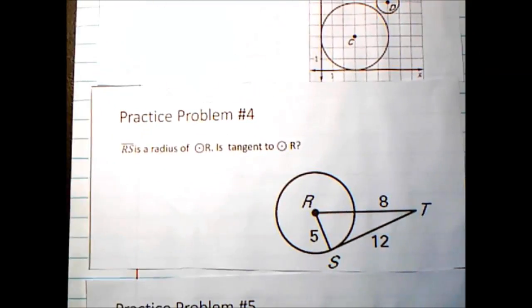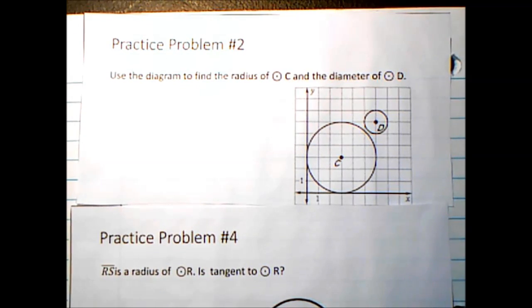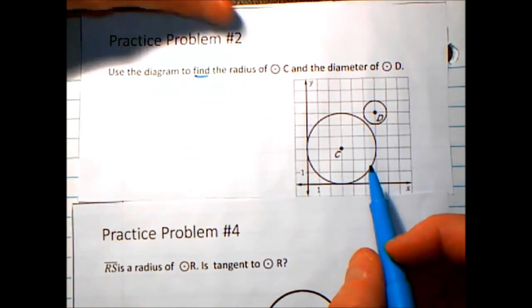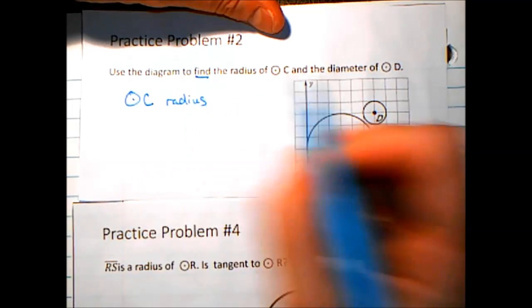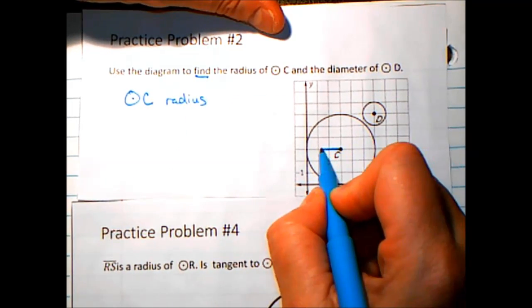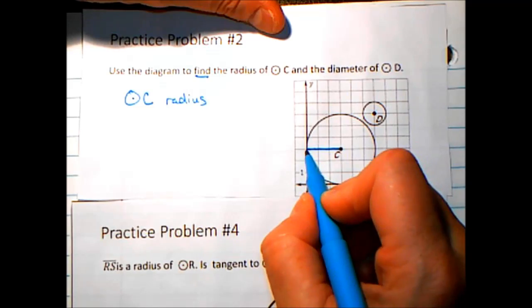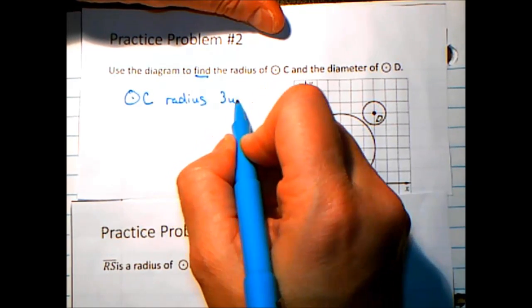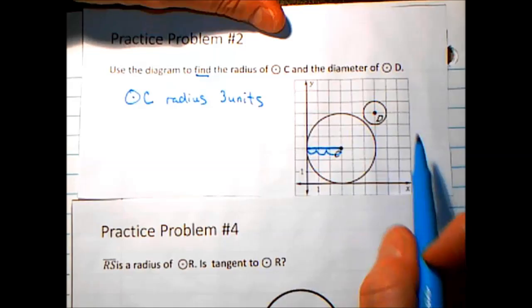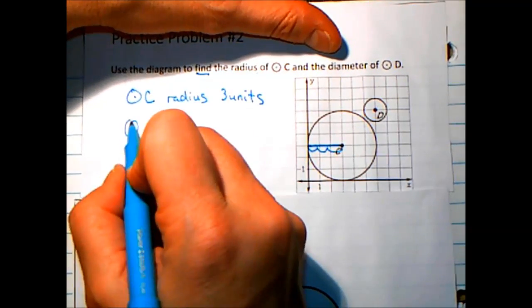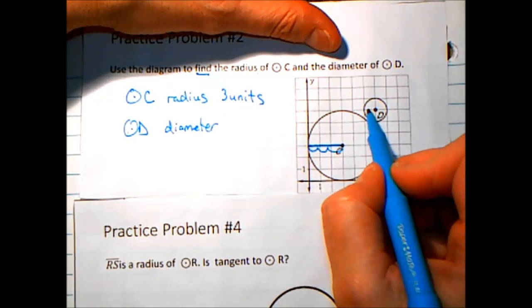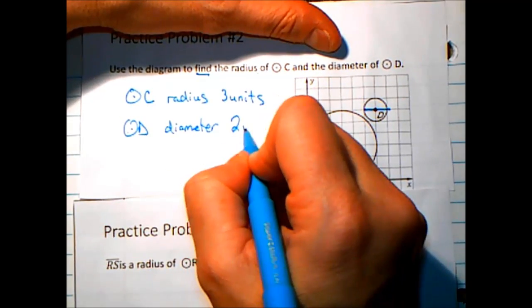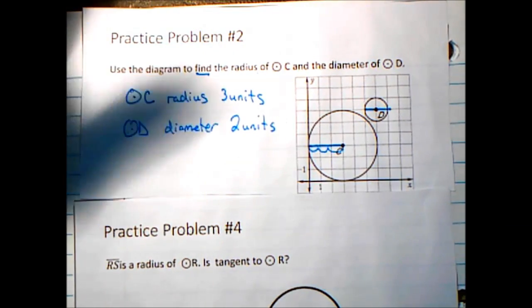On number 2, it says use the diagram to find the radius of circle C and the diameter of D. We want to find those particular items. If I look at circle C, the radius, I'm going to go straight across. Notice this is count by 1, so that means it's 1, 2, 3 units for the radius of C. And then of circle D, it wants to know the diameter. The diameter goes all the way across, which means it is 2 units.